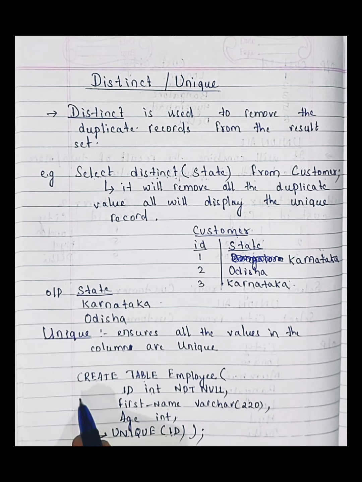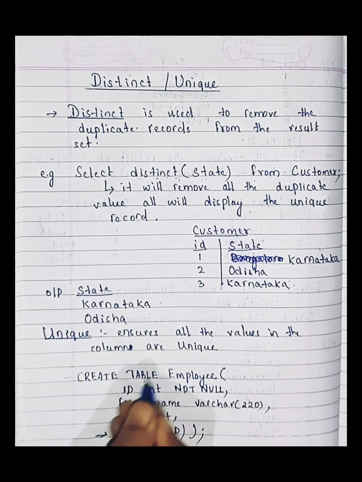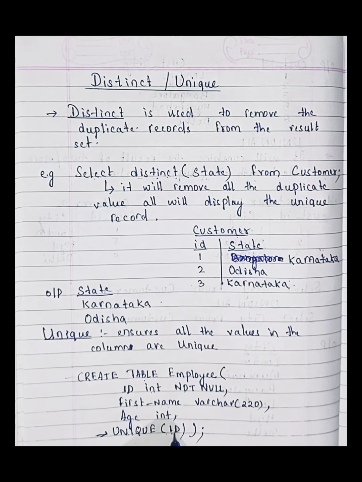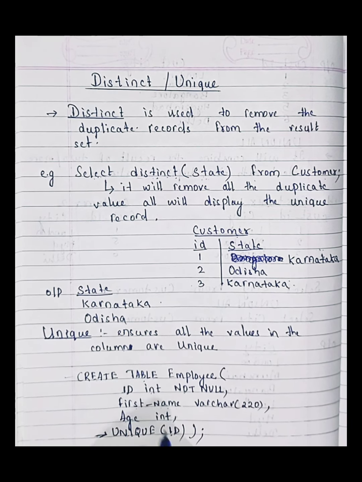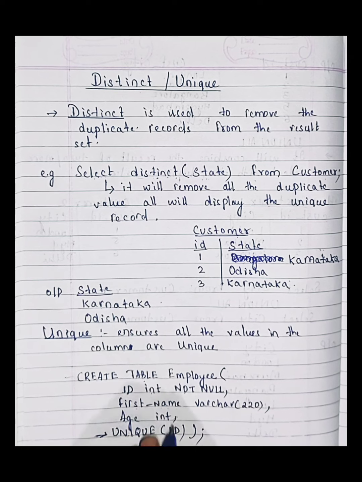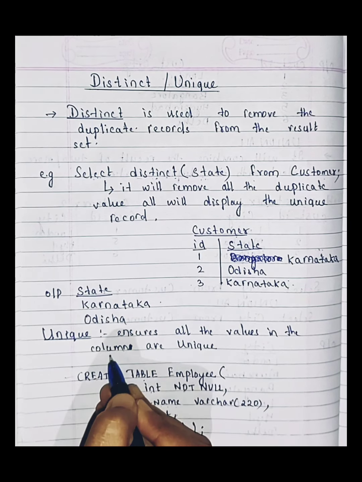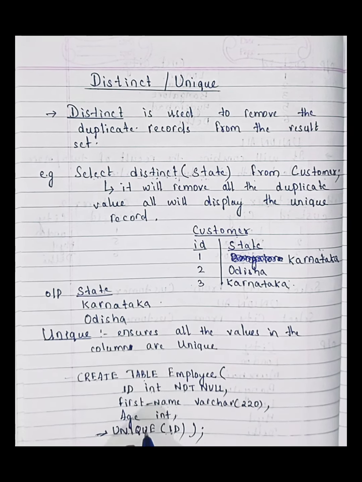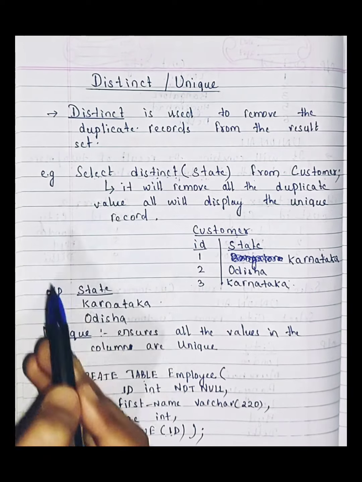Here we are specifying not to enter any duplicate value in the id column. Here we are creating the table, and at the time of inserting values in the table, if we insert any duplicate value in the id, it will throw an error, because here we have mentioned that id should be unique. This will ensure that all the values in the column are unique. I hope you are clear about the distinct and unique.